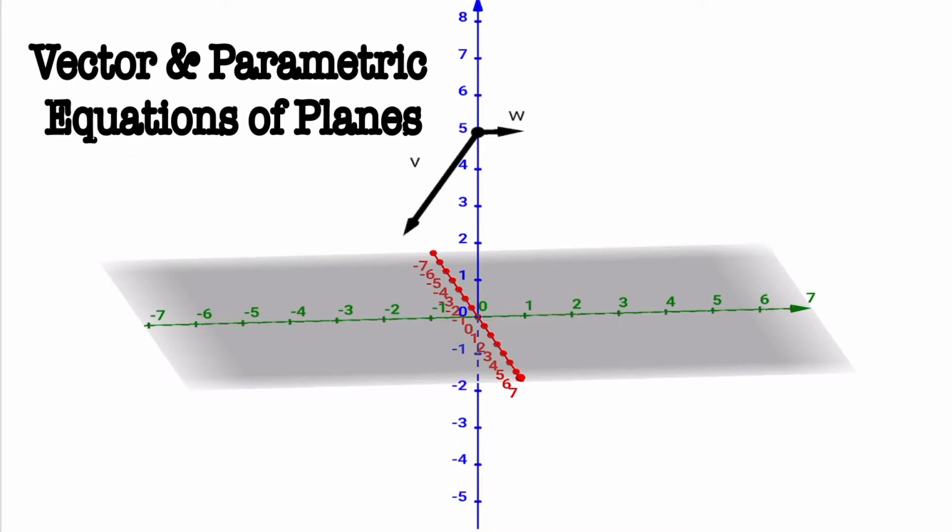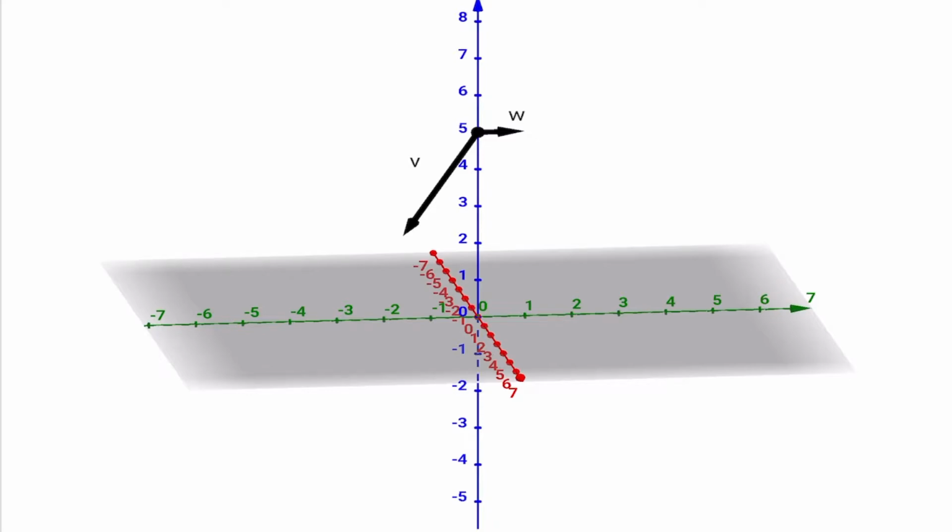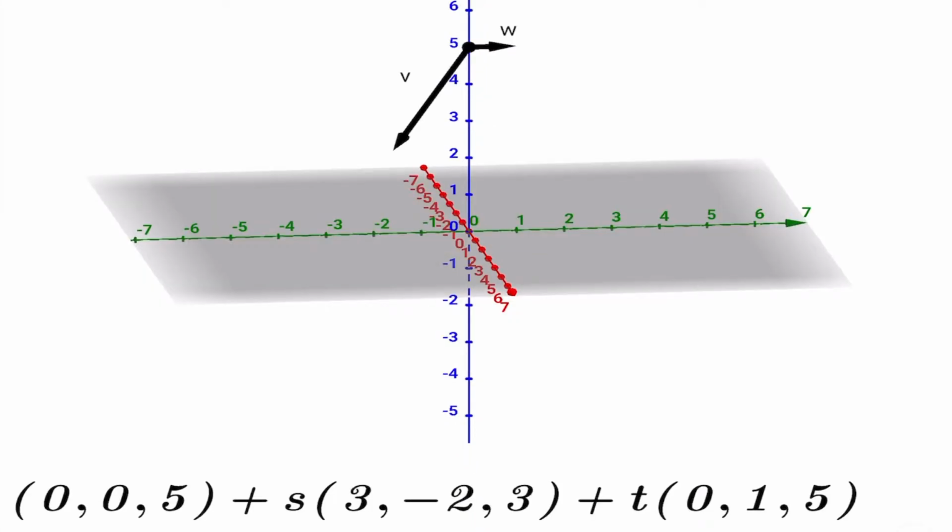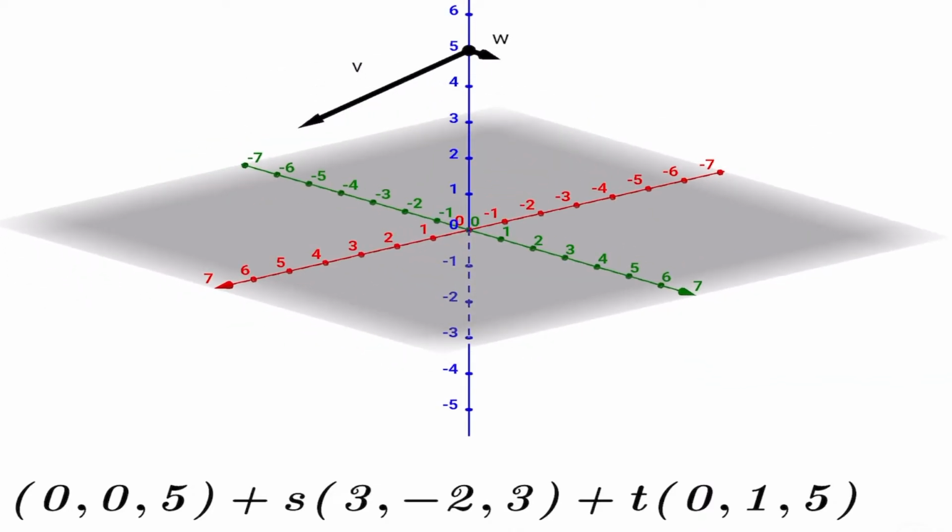Now, a plane is a collection of all possible points that are just linear combinations of these direction vectors, in this case V and W, which start at our point, in this case 0, 0, 5. So how do you express this algebraically? Well, our vector equation would look like this. Notice here, at the bottom, we have our point 0, 0, 5 plus some multiple of our first direction vector plus some multiple of our second direction vector.